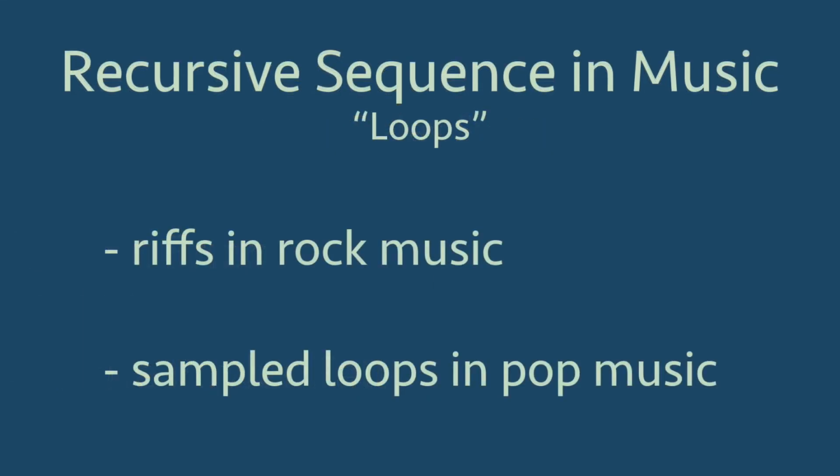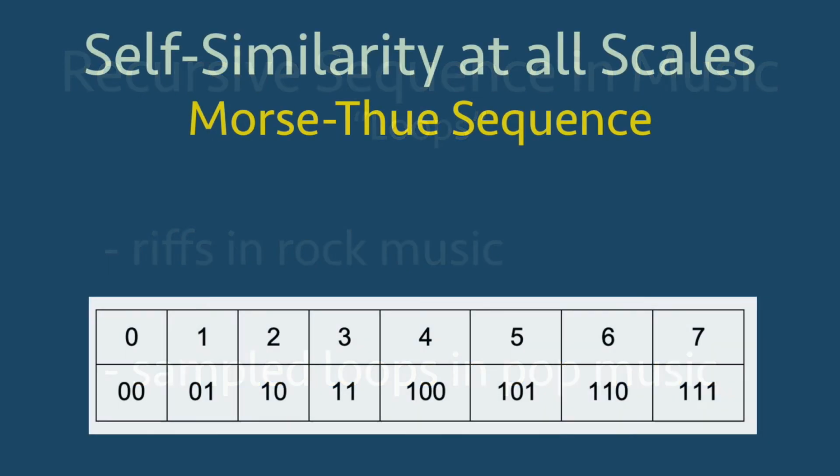The loop idea created with tape delay can also be seen with repeated themes in music. Modern popular music sees these repeated themes in what are called riffs in rock music and loops in pop music. There are also musical examples of fractals that demonstrate the idea of self-similarity at all scales.